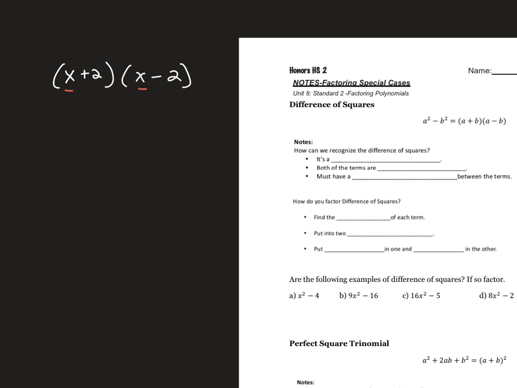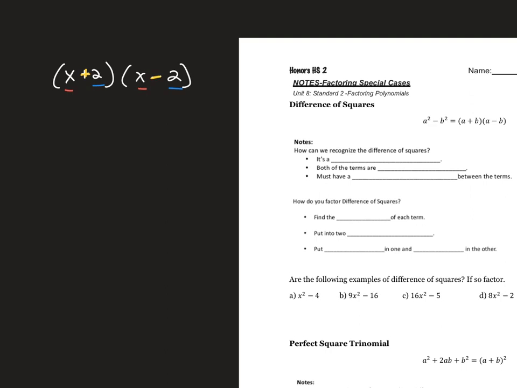They both have the same end term, and the only difference between the two of them is this one has a plus and this one has a minus. I'd like you to go ahead and FOIL that and see what happens when you do that. So go ahead and multiply those together. Pause the video, multiply them together, and then rejoin me when you're ready.